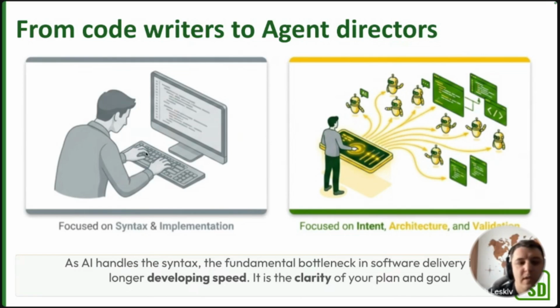Actually, using spec-driven development, the mindset shifts a little bit. As AI handles the syntax, the fundamental bottleneck in software delivery is probably no longer the development speed. It's more the clarity of your plan, and you're not a code writer anymore. You are an agent director. So the quality of your specification determines the quality of your output here.